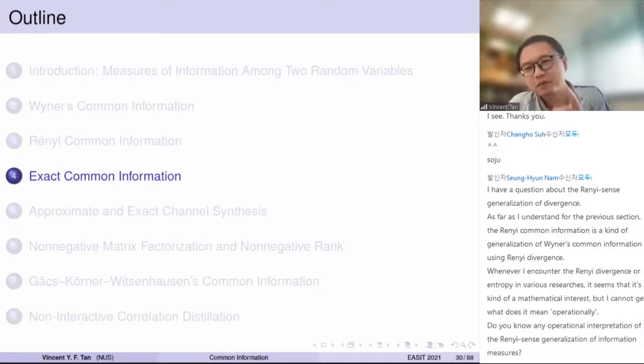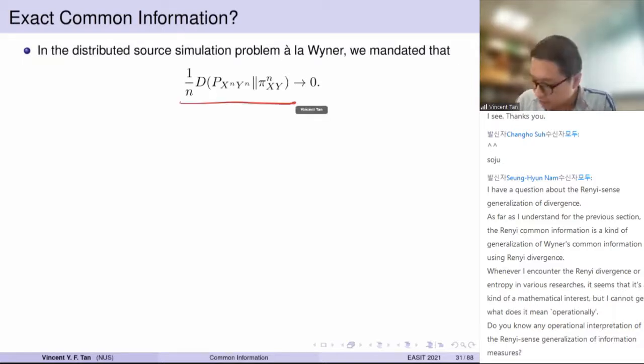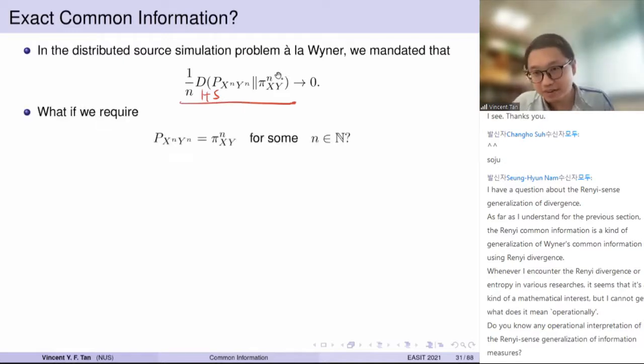All right. So now we're going to talk about exact common information. Remember that in the distributed source simulation scenario a la Wyner, we mandated that the normalized relative entropy goes to 0. This is the normalized version. And we also saw some variations just now where we mandated that the really common information of order 1 plus s goes to 0. What if instead we require this seemingly very strong condition to hold? That is, for some special n, these two distributions are exactly the same.